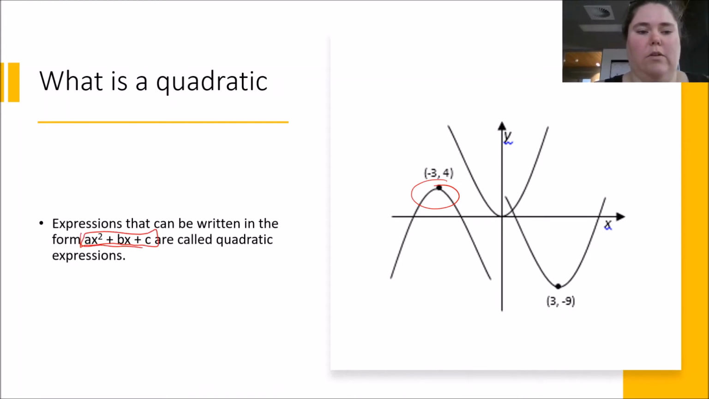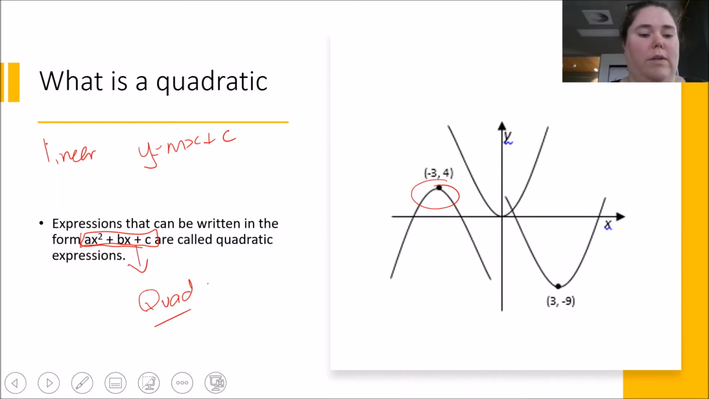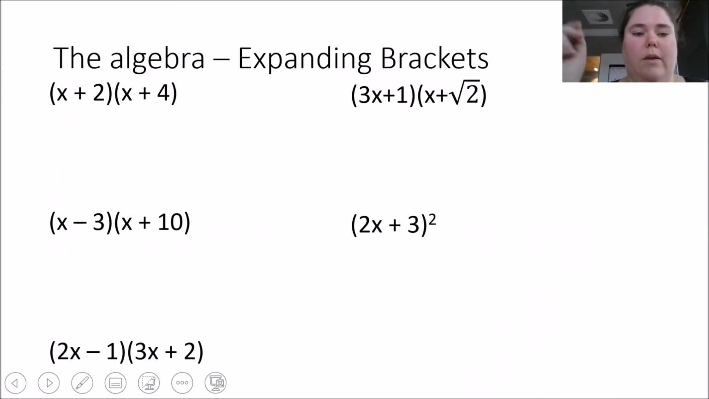Okay, so like with linear, we have y equals mx plus c. For quadratics, we have this guy. And he is important to remember, so write him down. Okay, he'll come up important later. We will do things with him where the A, B, and C are important. But the first thing we want to practice is expanding brackets.